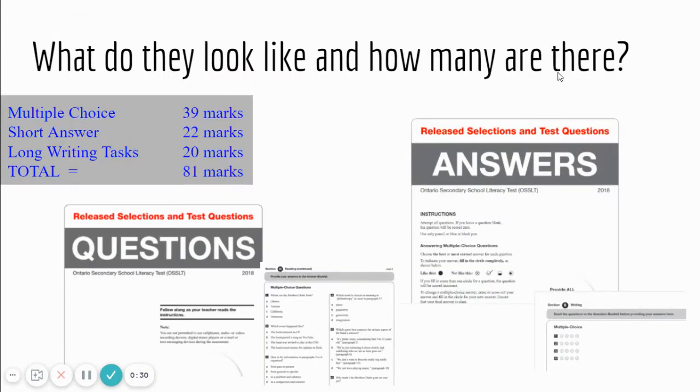Although the test length and format does change from year to year, this is a general breakdown so you can see an approximate weighting of how many multiple choice there are in relation to how many short answer and longer writing tasks. One of the things to note is that not everybody gets the same test. Some of you are going to get what they call field questions, where you will have a reading that they are just testing out to see if it makes sense and if the questions make sense.